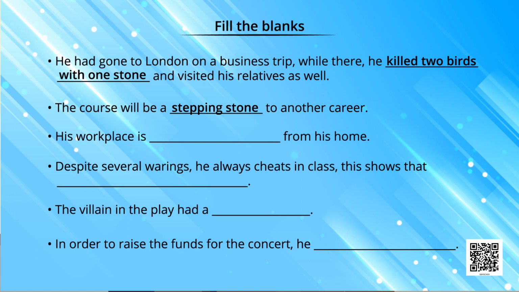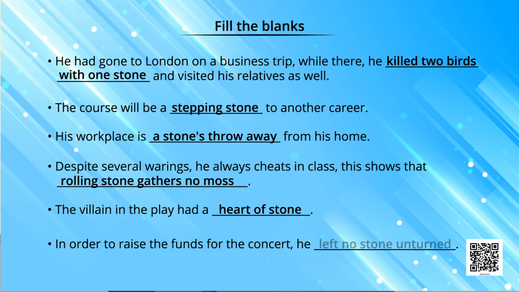Next, his workplace is a stone's throw away from his home. It means very near to his home. Next, despite several warnings, he always cheats in class. This shows that a rolling stone gathers no moss. Yes, it means he has no effect. Next, the villain in the play had a heart of stone. Very good. Next, in order to raise the funds for the concert, he left no stone unturned. Amazing. I hope you all have understood the meanings of the phrases related to stone.